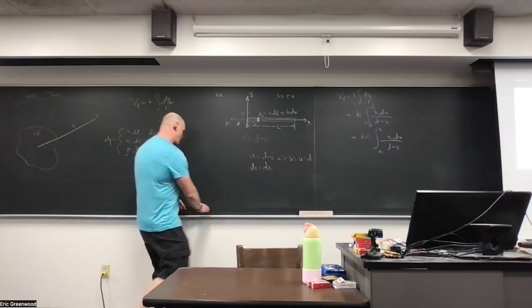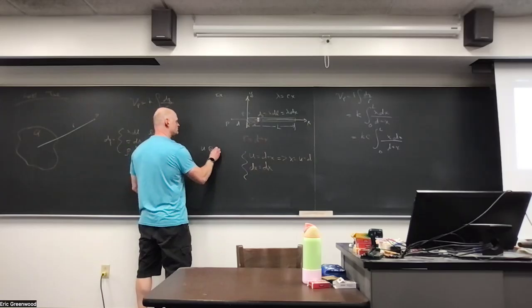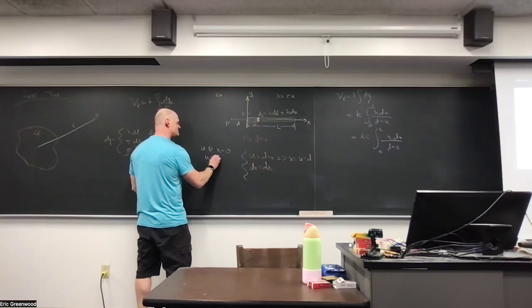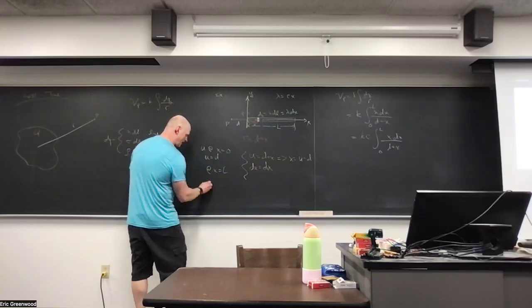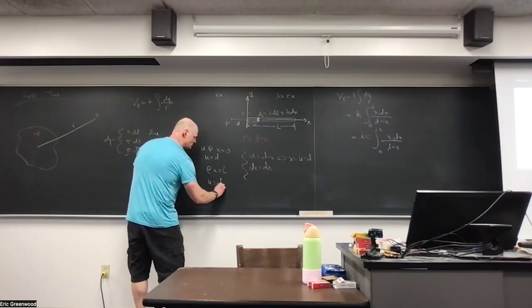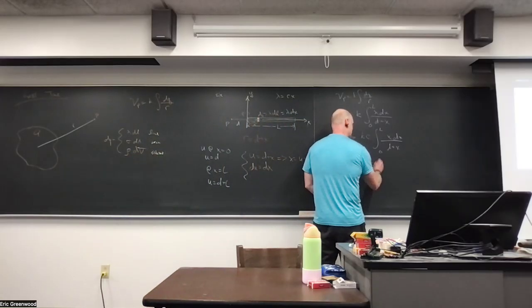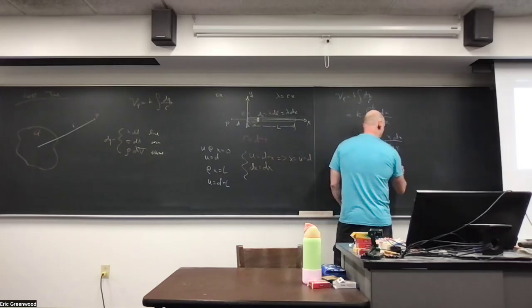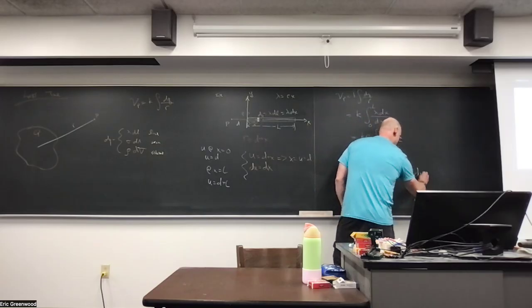My bounds of integration, of course, I'm going to solve for u first. At x equal to 0, u would just be equal to d. And then at x equal to L, u will be equal to d plus L. So this is then going to become kC integral from d to L plus d of u minus d divided by u du.